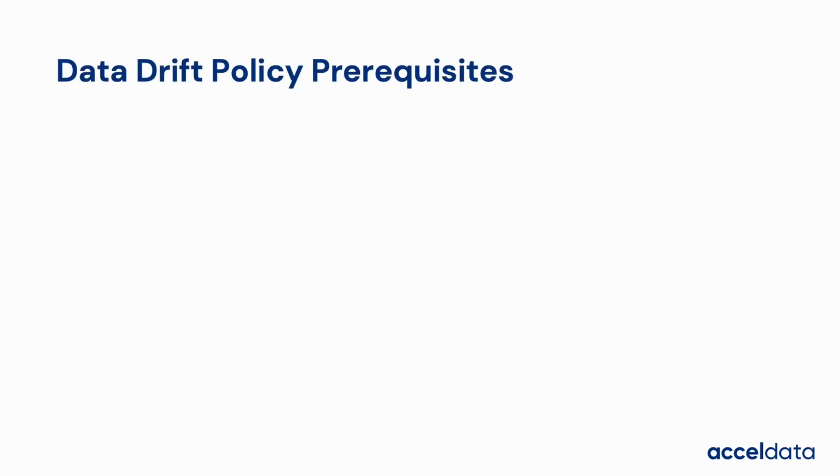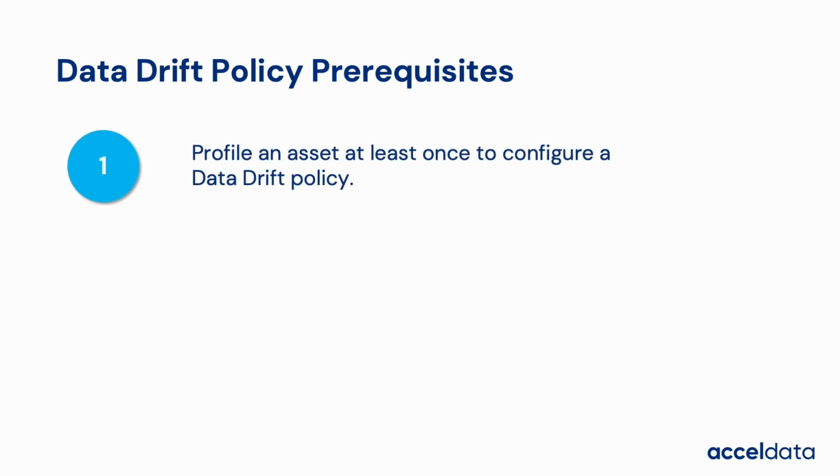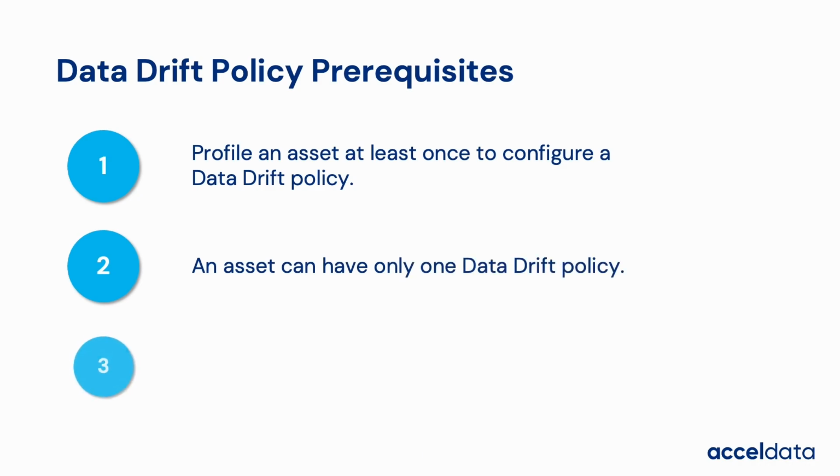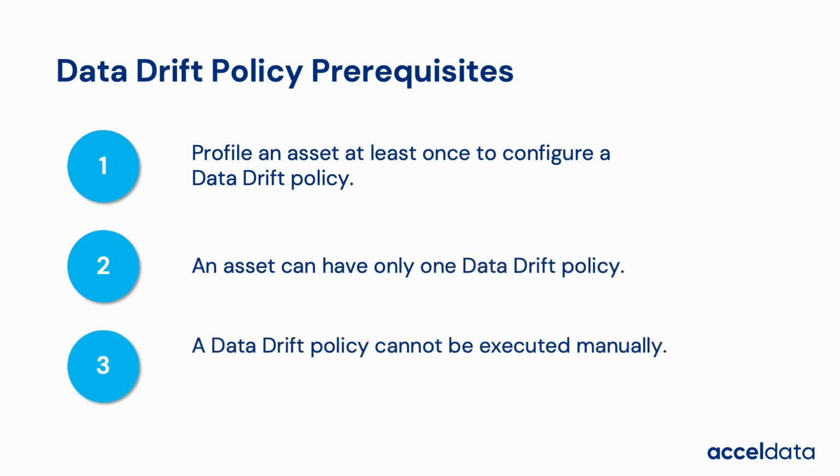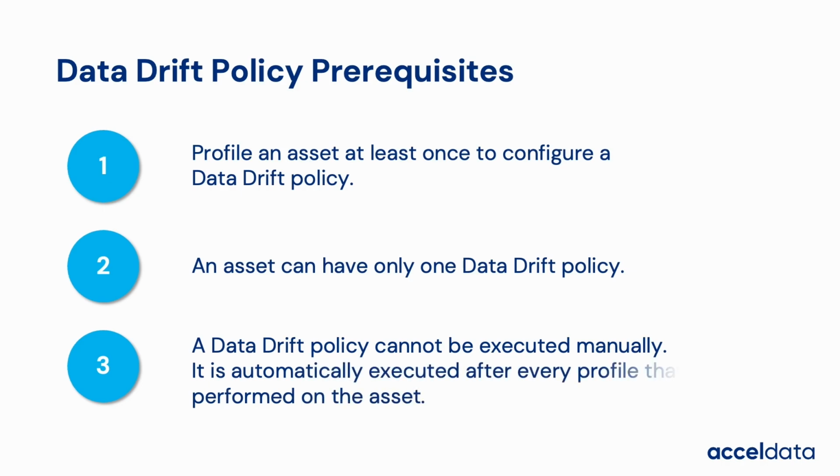The following prerequisites should be kept in mind before adding a data drift policy. Profile an asset at least once to configure a data drift policy. An asset can have only one data drift policy. A data drift policy cannot be executed manually. It is automatically executed after every profile that is performed on the asset.